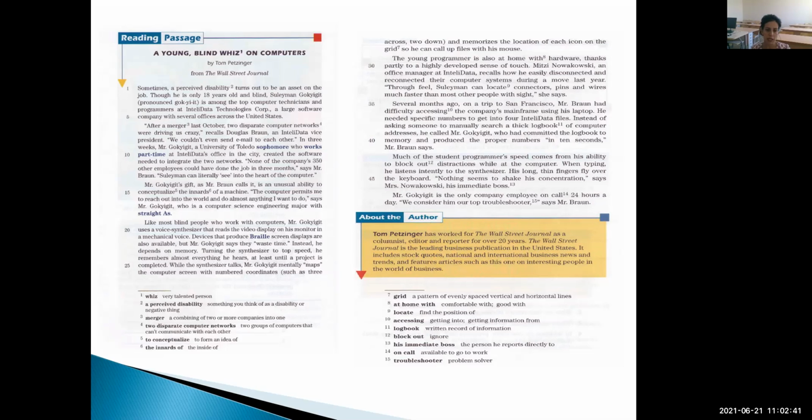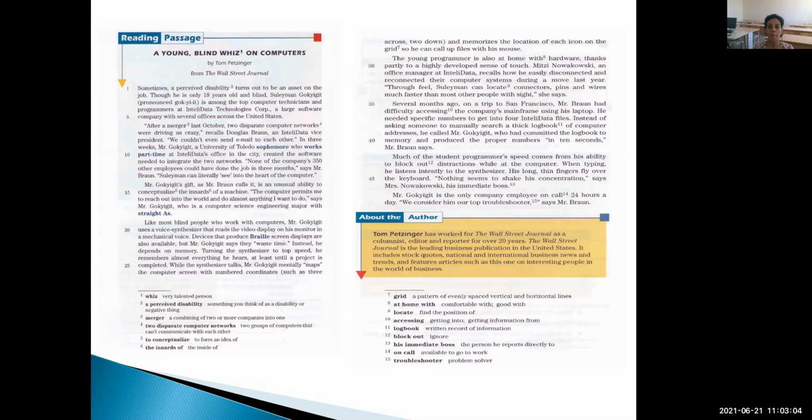And we have a second one as an example, perceived, for example, perceived disability, something you think of as a disability or negative thing, and so on. You can look through all these new words, then get acquainted with the text once more. I hope that the text was clear to you and a little bit informative, and that you found the answers to those questions that you created.